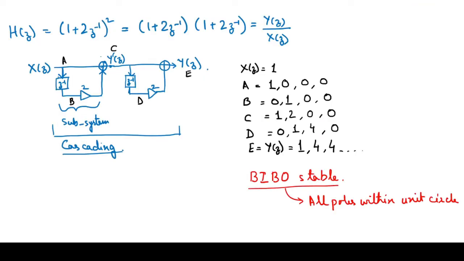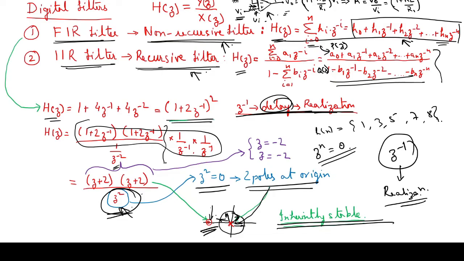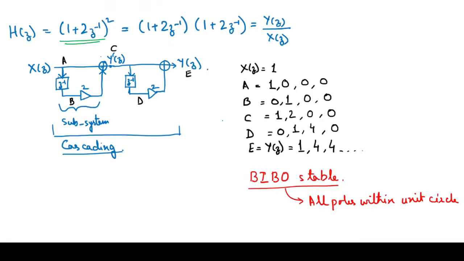Now again, the same filter can be represented in this way. Initially I showed you the same thing over here. So 1 plus 2 z inverse, and 1 plus 2 z inverse by z. If you do this, then this is a subsystem, this is a subsystem. This is system 1, and this is system 2.